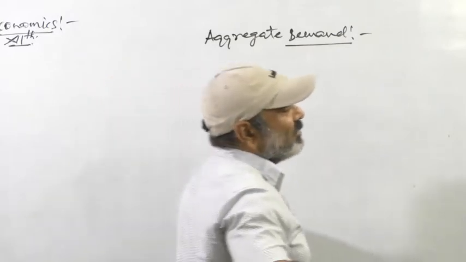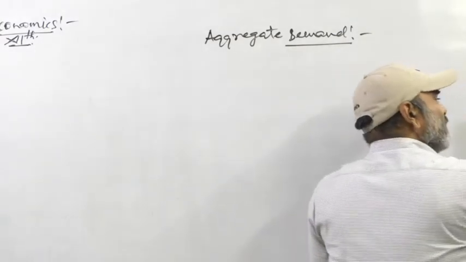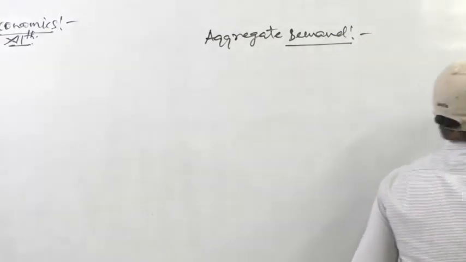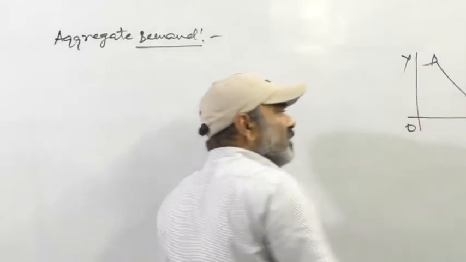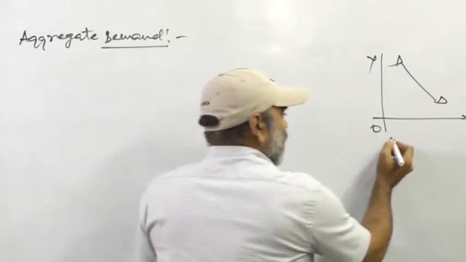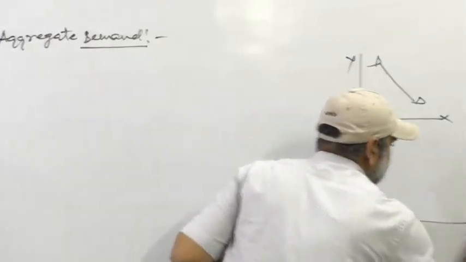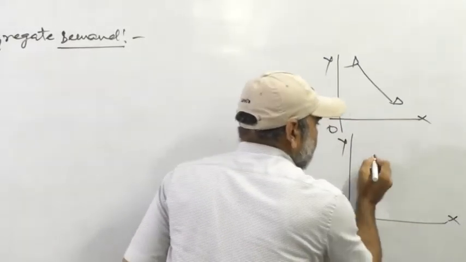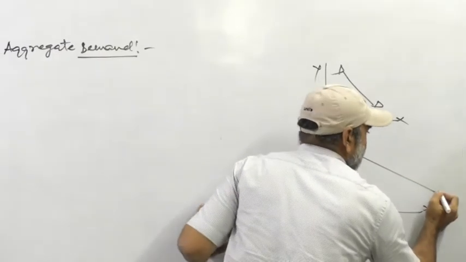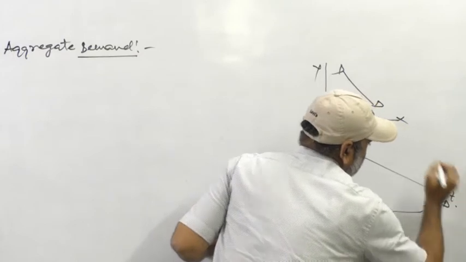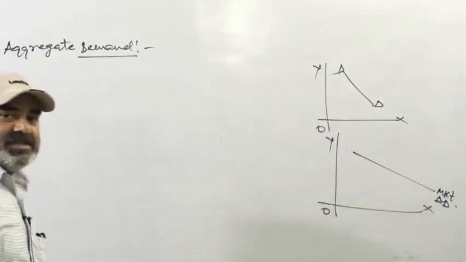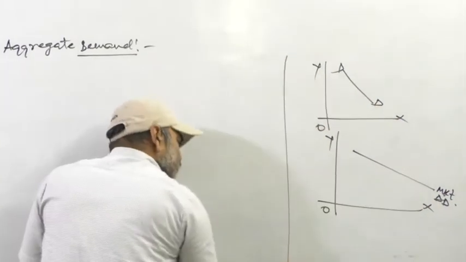And demand curve के बारे में आपने क्या पढ़ा था? Demand curve is downward sloping from left to right. You can see this is demand curve, and this is market demand curve. This is how we studied in microeconomics.